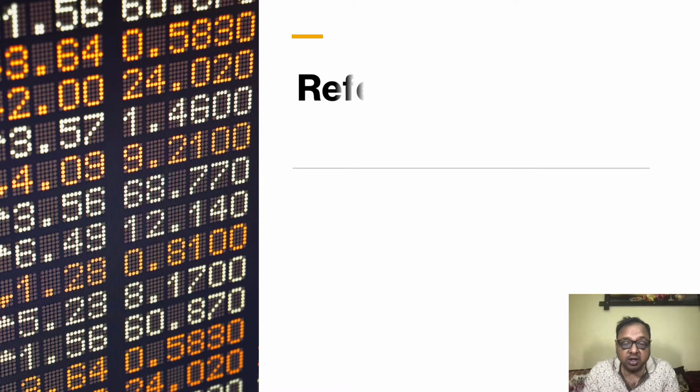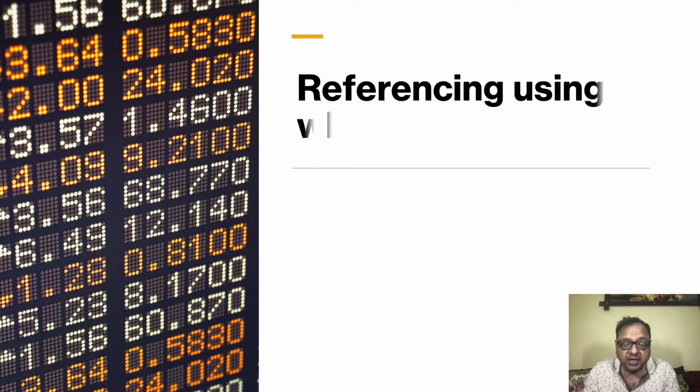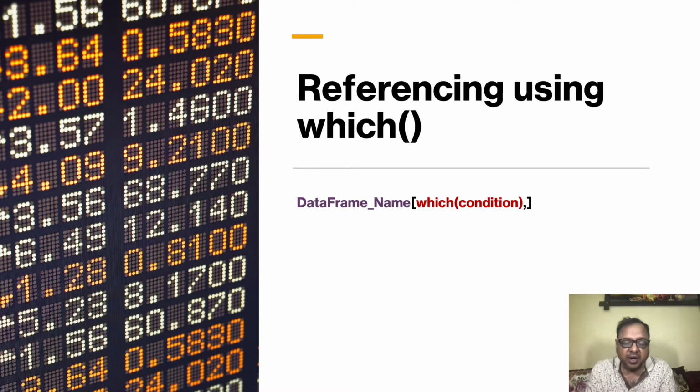Now that we know what the operators are, we can go on to search data in a data frame conditionally. The mechanism is quite simple. We need to use the which command, which is one of the mechanisms we will discuss. We give the data frame name and within square brackets give a which command, and the which command takes a condition based on which the data will be fetched. The data that will be fetched will be the rows which meet the condition.